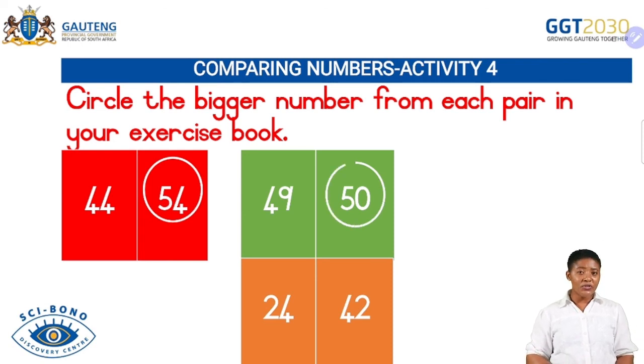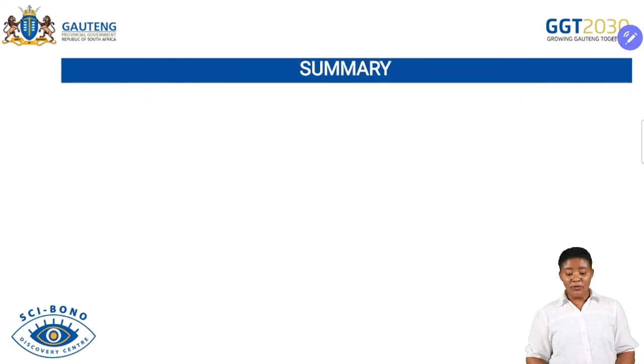Can you see, grade 2s? Right, and then we have the last block there. All right, which one is going to be our bigger number? Is it number 24 or number 42? What do you think? It's going to be number 42. Right, well done. Okay, let's move on.